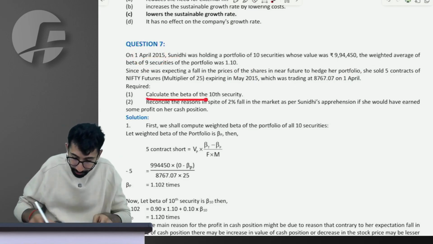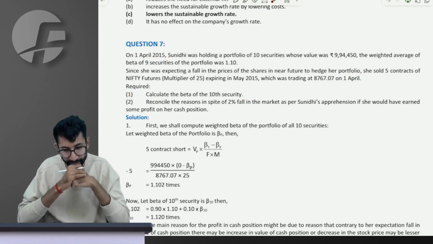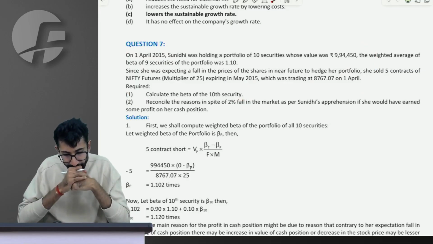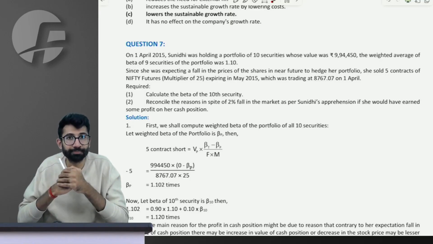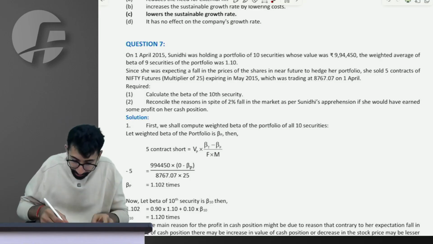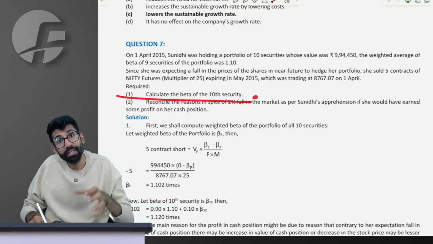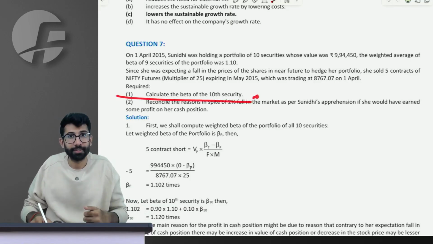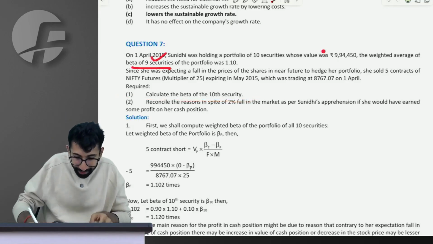Fine. What is the beta of 10th security? Sir, what kind of question is this? Beta of 10th security. As I told you, whenever you have a reverse calculation question, what do you have to do? In a reverse calculation question, you simply put the formula of what is there. The beta of 9 securities I have, fine, but I need the 10th.